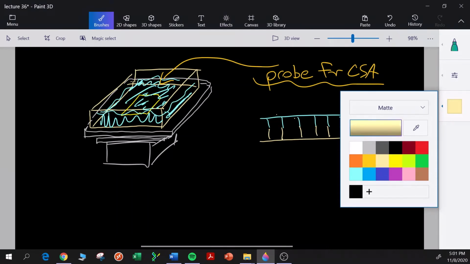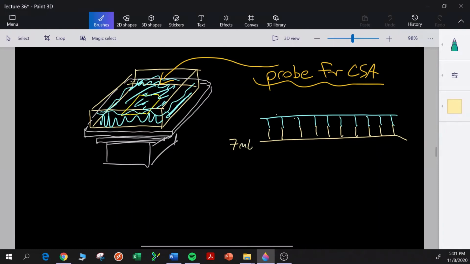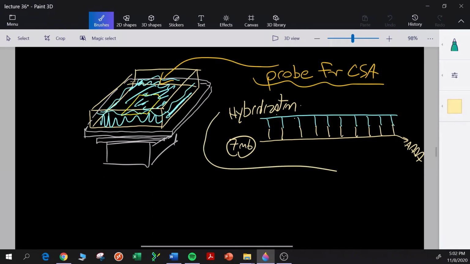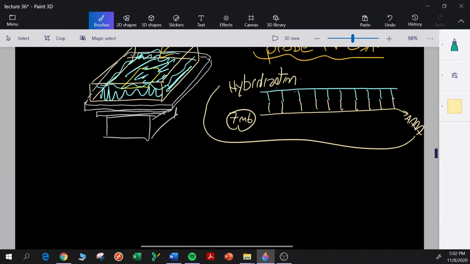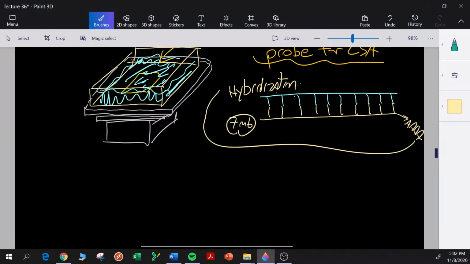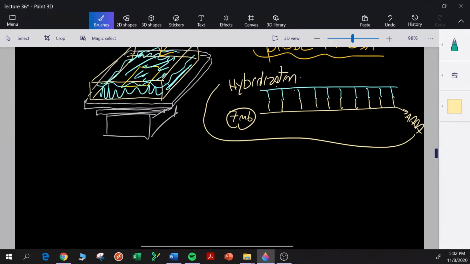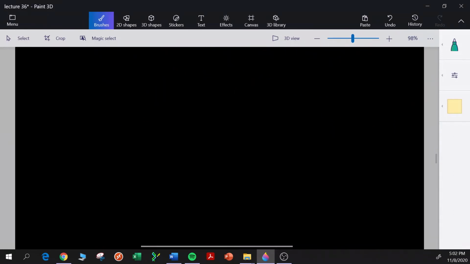I won't diagram the nylon membrane, but I'll put the 7-methylguanosine cap here, and then way down here somewhere there'll be a poly A tail, right? And here, okay, what happened? So this is hybridization. The probe is stuck to the CSA messenger RNAs. So after giving the probe time to hybridize to the CSA messenger RNAs on the nylon membrane, we can detect where the probe is using a process called autoradiography.